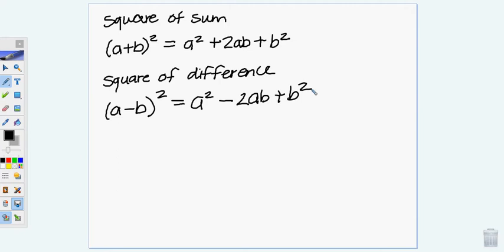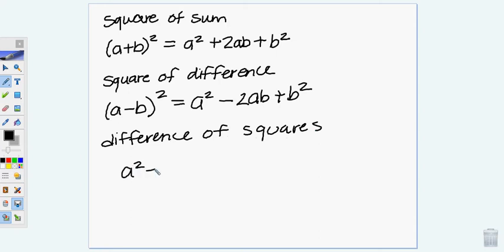And then we have my personal favorite, because when you're a math teacher, you have to have a favorite, right? This is your difference of squares. The difference of squares is when you have a squared minus b squared, and that comes from the product of (a plus b) times (a minus b).